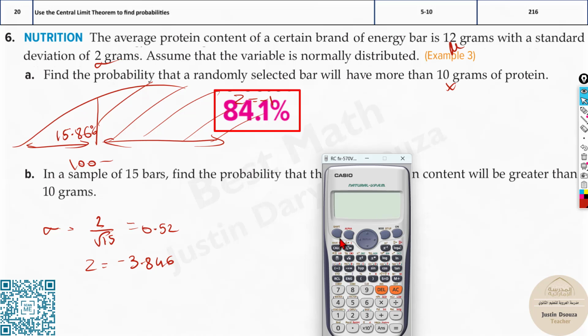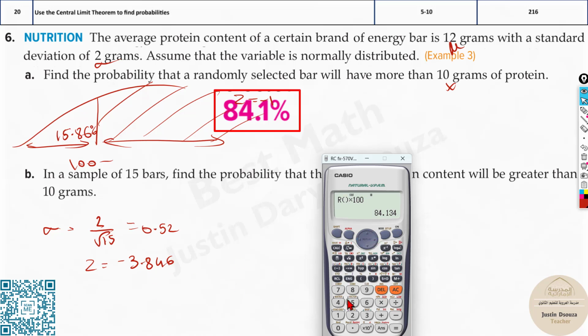Or I can directly use Shift 1, 5. Instead of P, I'll take R. That's from the right side. Now I will type the z value, that is minus 1, multiplied by 100. I'll directly get this answer. Can you see that? 84.1%. How about over here? Again, it is greater than. So even over here it's the same thing, but the z value is different.